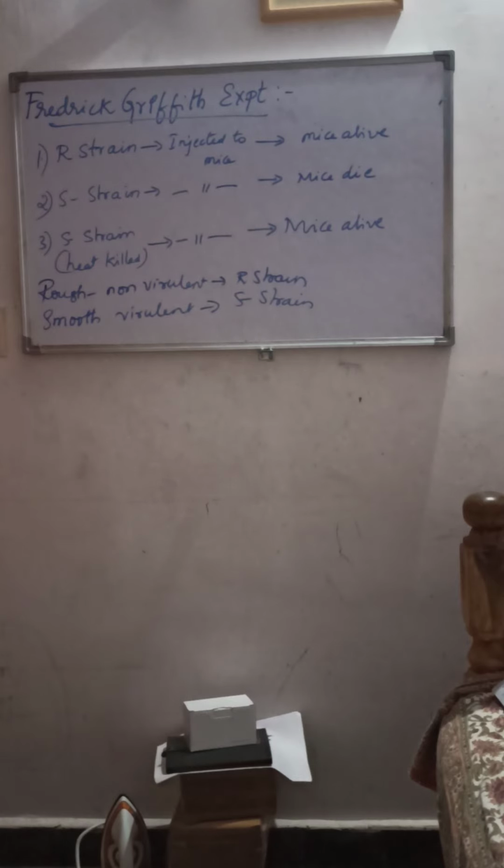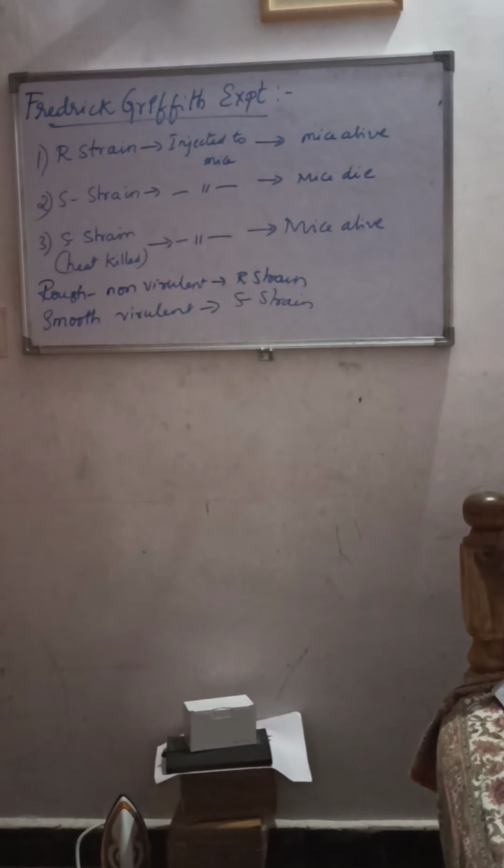So what do you mean by virulent? That which causes disease in mice is called virulent. And the bacteria which do not cause disease in mice are called non-virulent. Understood? So he discovered two types of bacteria, namely rough non-virulent, the R strain, and smooth virulent, the S strain. So he conducted the experiment like this. Now let us see one by one how he conducted this experiment.